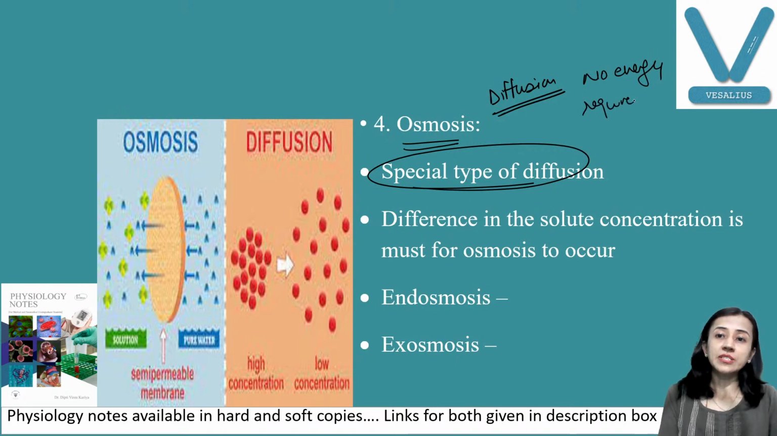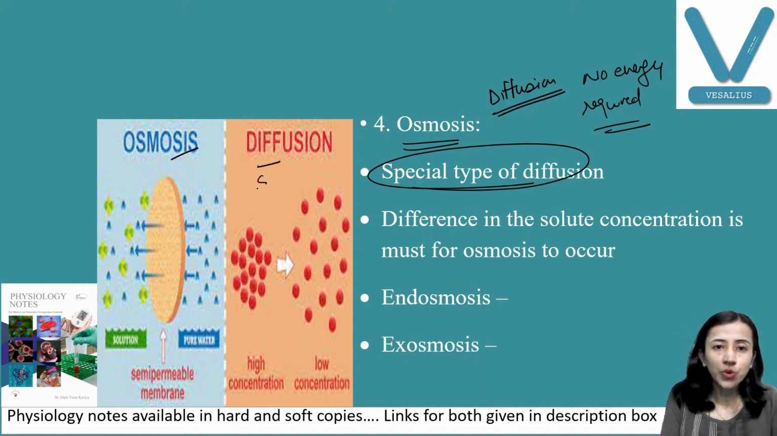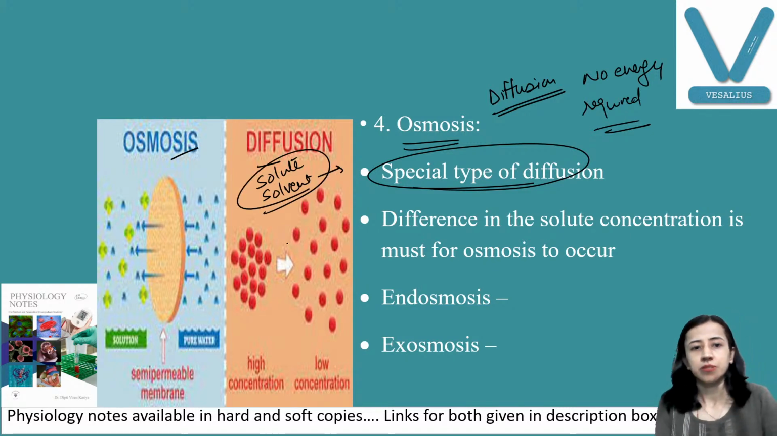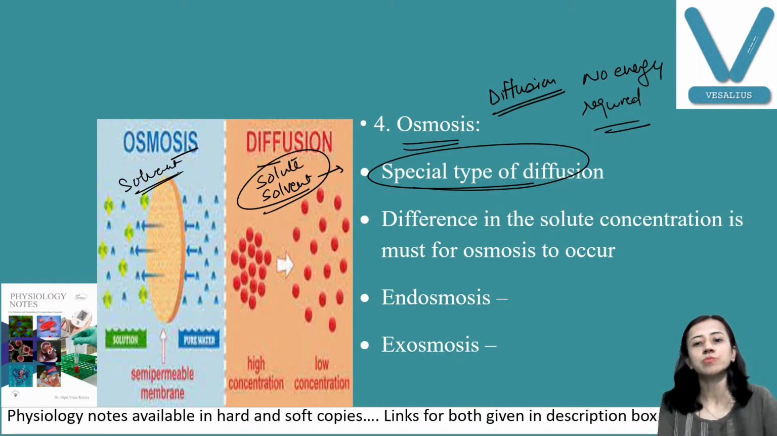What is the difference between diffusion and osmosis? You can see here, in diffusion, solute and solvent both can pass, whereas in osmosis only solvent can pass, not the solute. So that is osmosis. Fine. Now we will discuss what is osmosis.